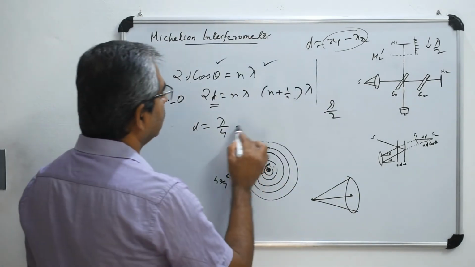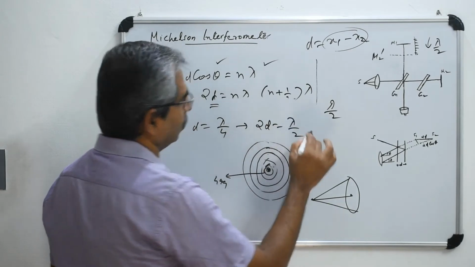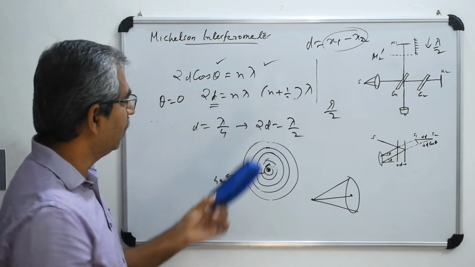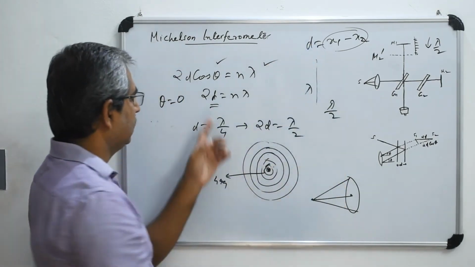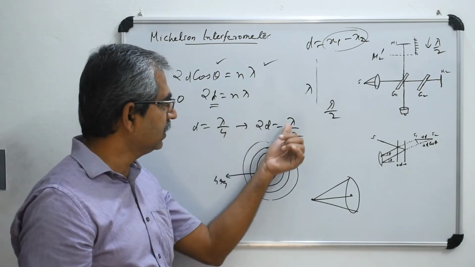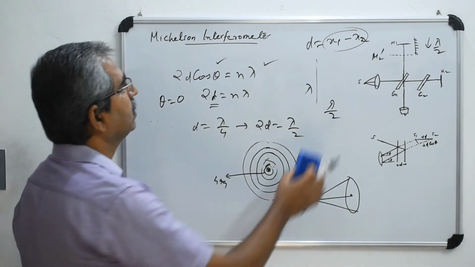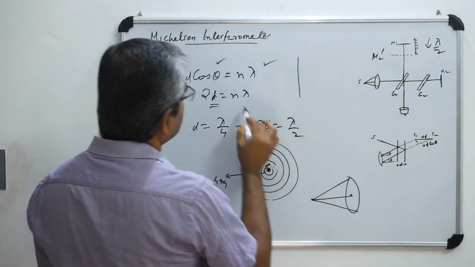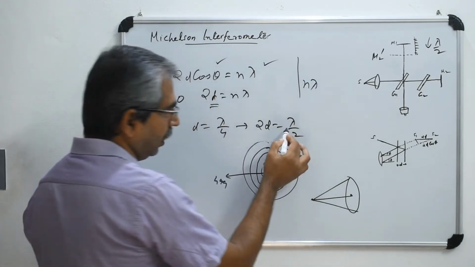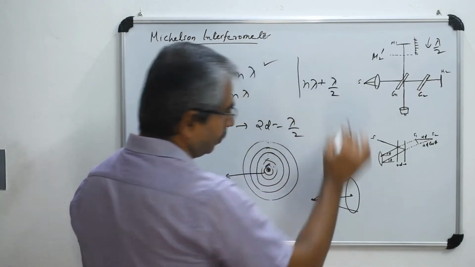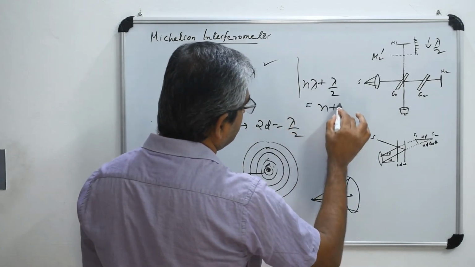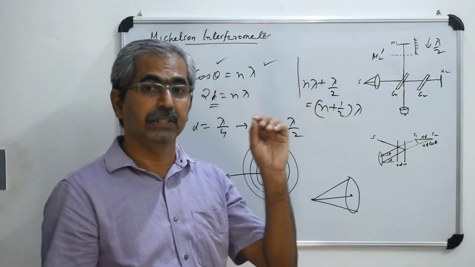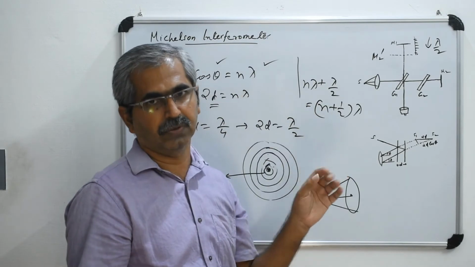What is 2d? 2d equal to lambda by 2. That means the path difference is increased by lambda by 2. Initially what we have started with is 2d is equal to n lambda. Now it is increased by lambda by 2. So what is the result? It is the new path difference. Already it was n lambda. Now it is increased by lambda by 2, plus lambda by 2. So this is equal to n plus half lambda. And n plus half lambda is the condition for a bright, that is the constructive interference or the bright band.